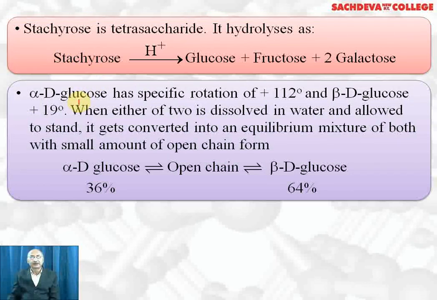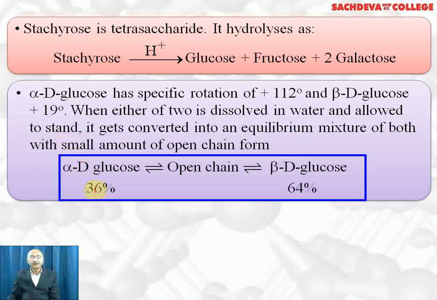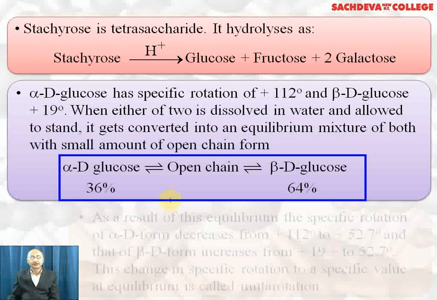Alpha glucose has a specific rotation of 112 degrees, beta glucose has 19 degrees, so they differ in optical rotation. When either of the two is dissolved in water and allowed to stand, they get converted into an equilibrium mixture of both with a small amount of open chain form. The equilibrium mixture contains around 36% alpha glucose and 64% beta glucose. A very small amount, 0.2%, is open chain.